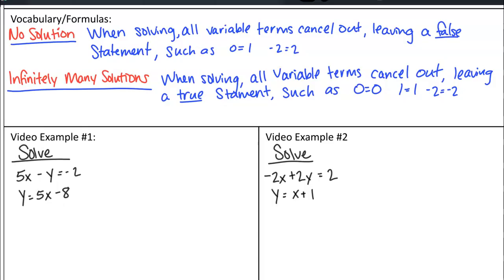Conversely, infinitely many solutions: when we are solving, all the variable terms cancel out, leaving us a true statement such as 0 equals 0, or 1 equals 1, or negative 2 equals negative 2. So notice that from our one variable equations, when we got to the special solutions, all the variable terms canceling out was part of the deal. And notice that here, all the variable terms canceling out is also part of the deal. So when you have no variables to solve for, you know it's going to be a special solution.